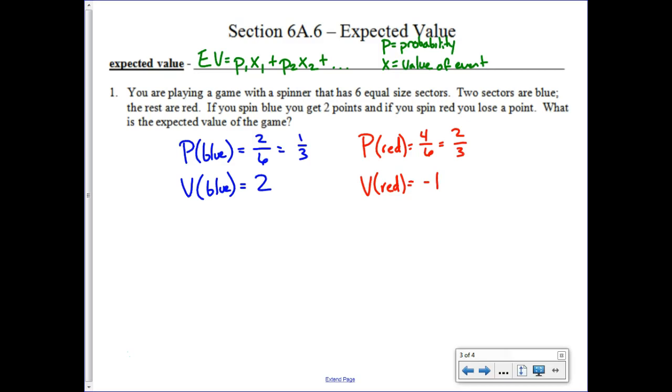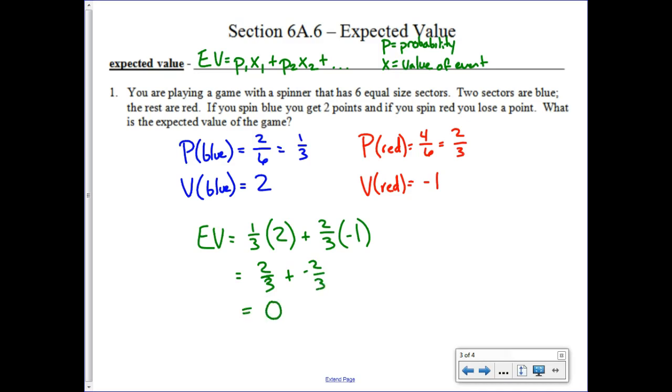So to set this up for our expected value, we do the probability of the first times its value plus the probability of the second times its value. And we can continue if we need to, if we have more probabilities and values. But here then we get 2/3 plus negative 2/3. So we get an expected value of 0.